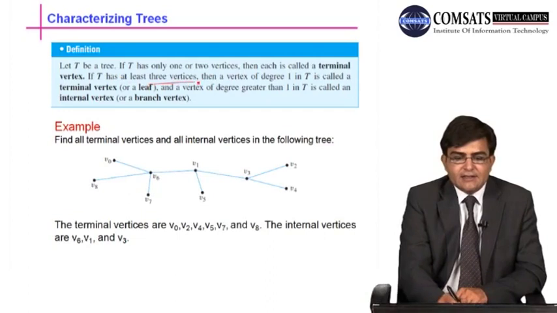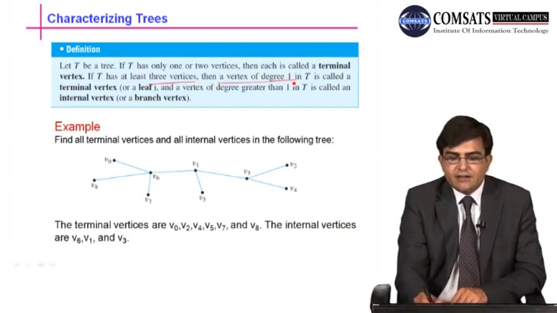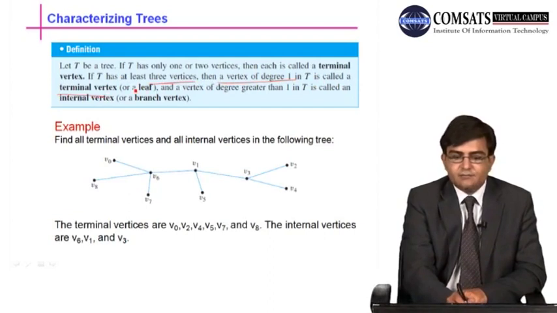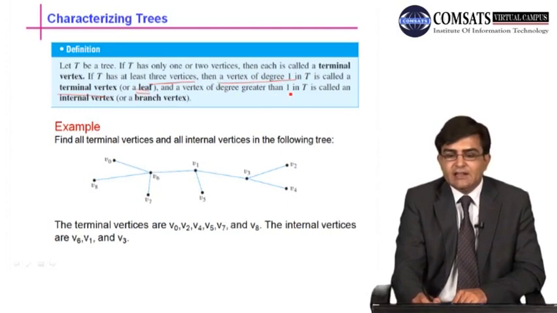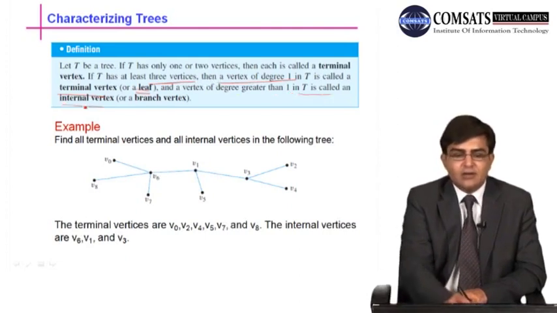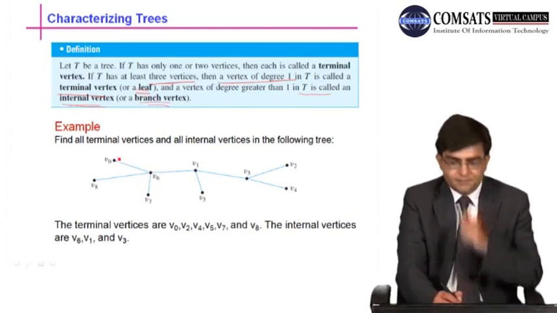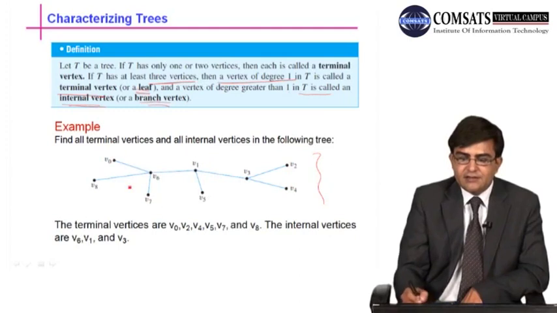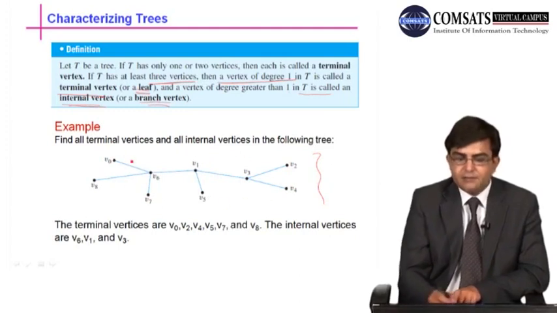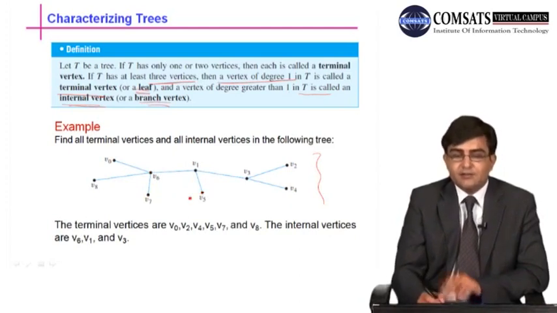If T has at least three vertices, then a vertex of degree 1 in T is called a terminal vertex or a leaf, and a vertex of degree greater than 1 in T is called an internal vertex or a branch vertex. For example, this is a tree. Basically it's a graph, it's connected, there is no circuit here in this graph, so it's a tree.